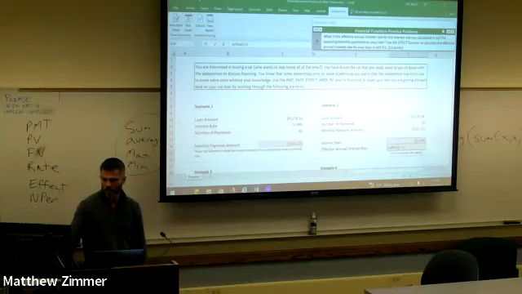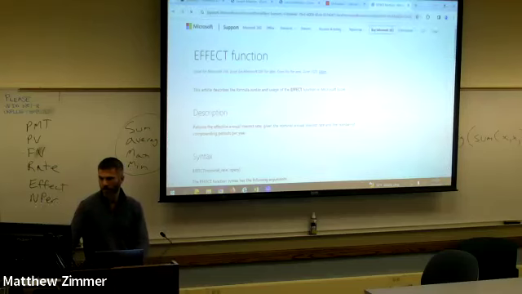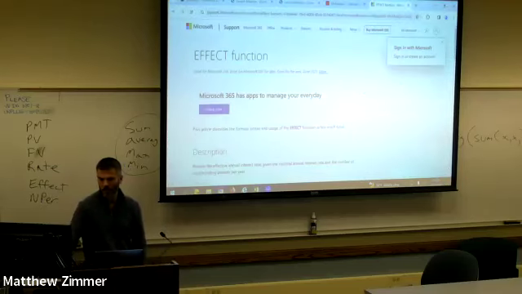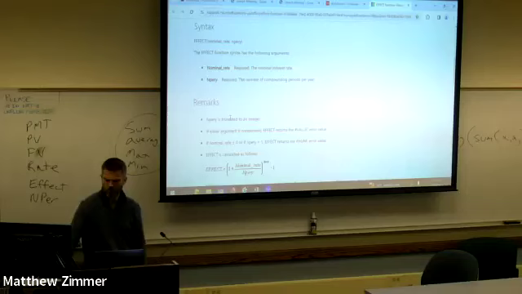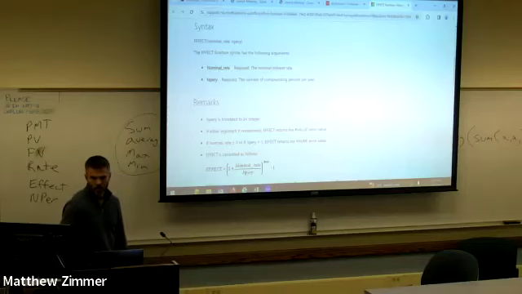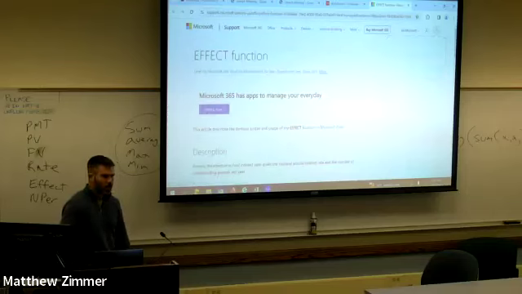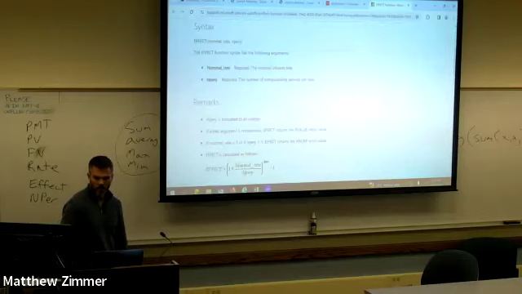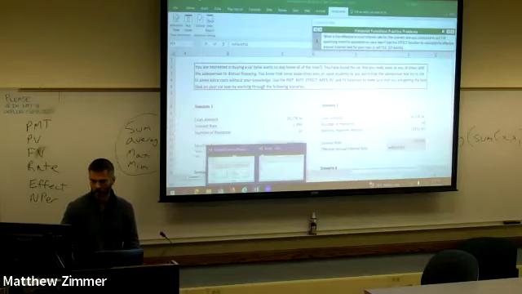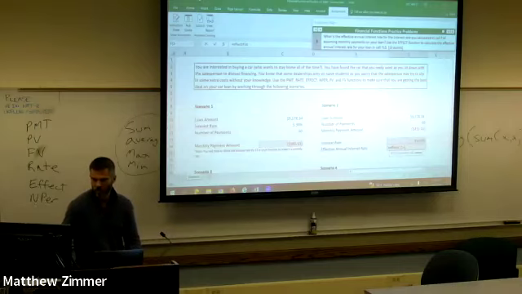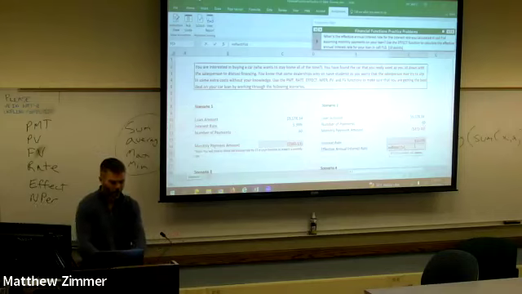If I click on the function name and I don't know what it is, I scroll down here and it'll give me a little bit of syntax. It'll tell me that it's the number of compounding points per year. So we go back into here. We're compounding monthly, so we know it's 12.